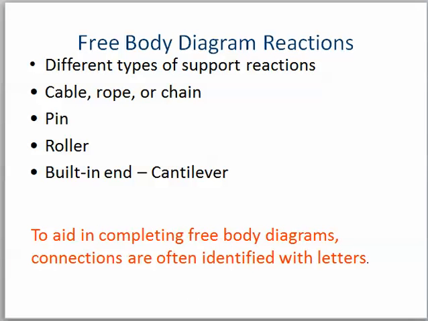Now, when it comes to free body diagram reactions, there are different types of support reactions. We can have a cable, rope, or chain that's supplying tension. We can have a pin, a roller, or a built-in cantilever. To aid in completing free body diagrams, connections are often identified with letters.